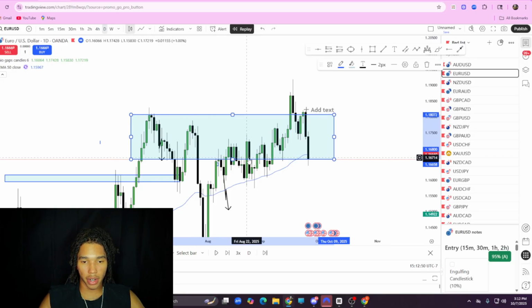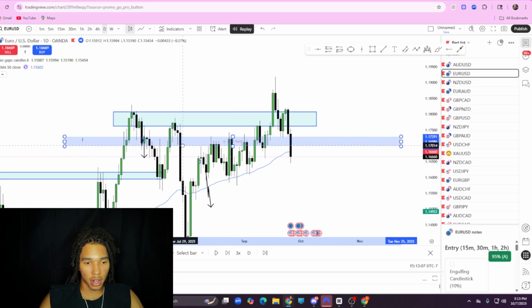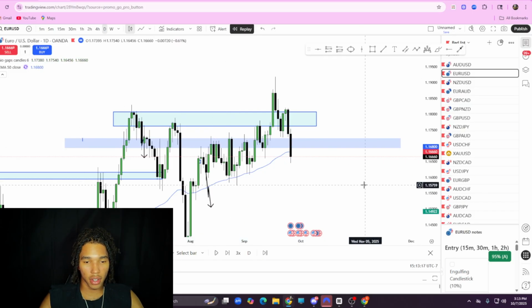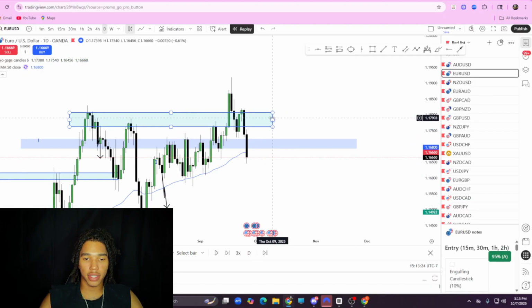We have our first tap right here. And then we have about 1, 2. Okay, so that would be 3 right here. Go down lower. We have this one. 1, 2, 3, 4, 5. 5 rejections at this area right here, making this one valid. Okay, so that's about it. We don't have any more in this range, so we wait for price to reject one of them.